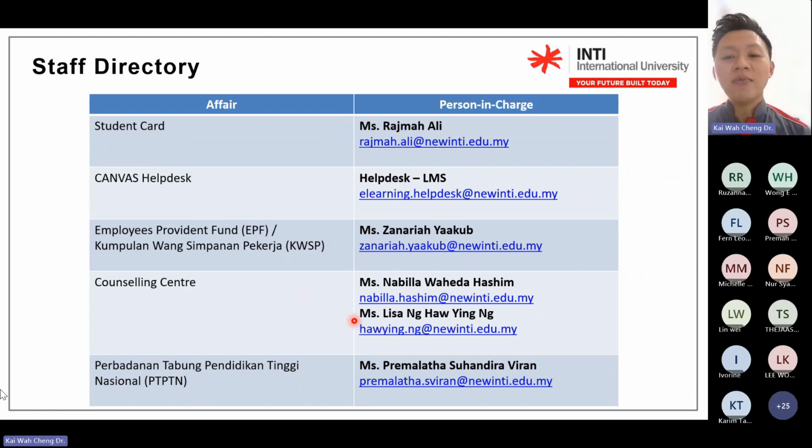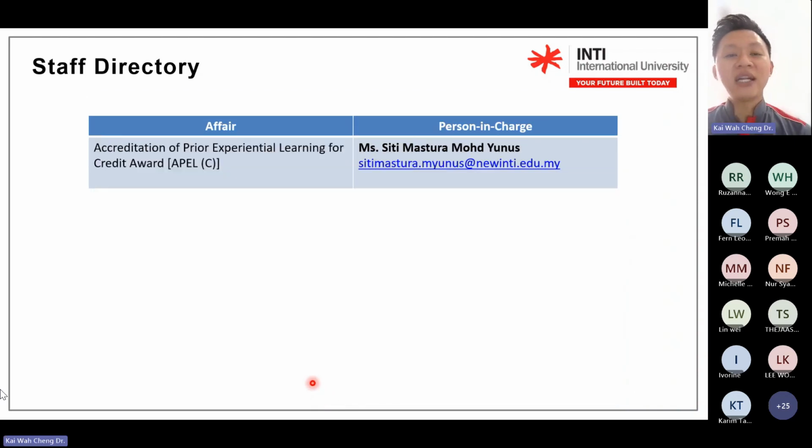And we have Miss Lisa Ng. And then any matters related to PTPTN, the correct person in charge is Miss Premalata, and this is the email. All right. And finally, if you are interested to apply for FLC assessment, the correct person in charge is Miss Siti Mastura.